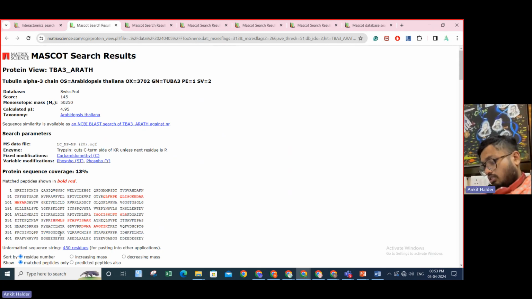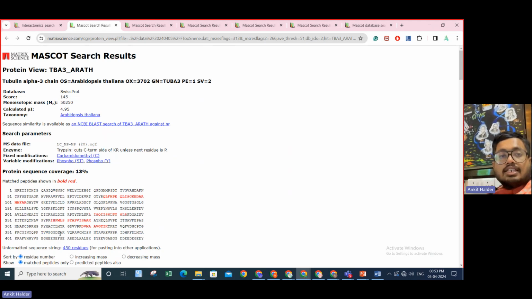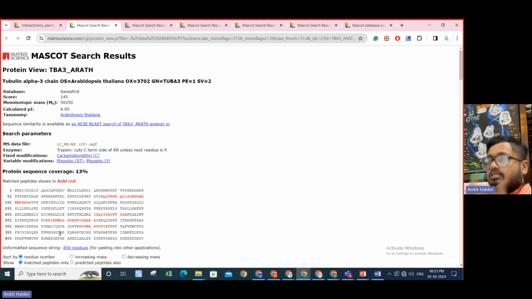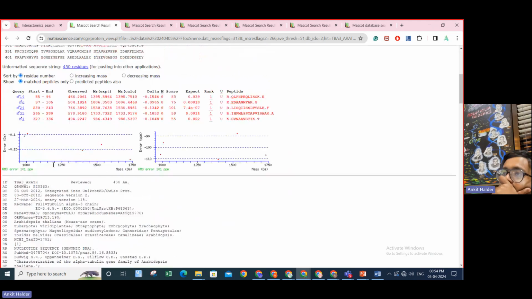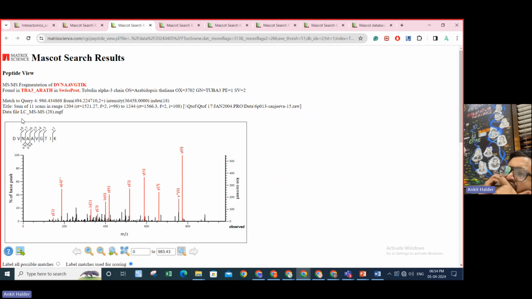Since it is not enriched data for phosphorylation, or we don't know, the coverage is still not increasing. So we are getting what was expected, a 13% coverage of Arabidopsis thaliana for this particular protein, and these are the fragments that are getting identified, the Y ions and the B ions.